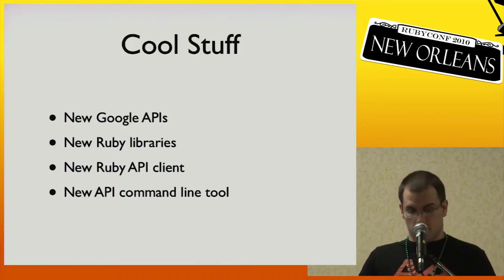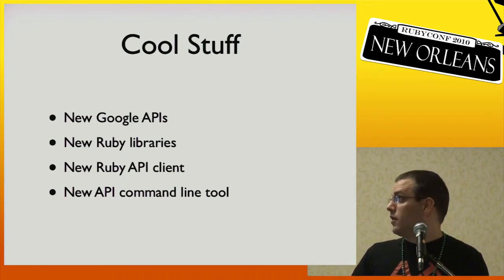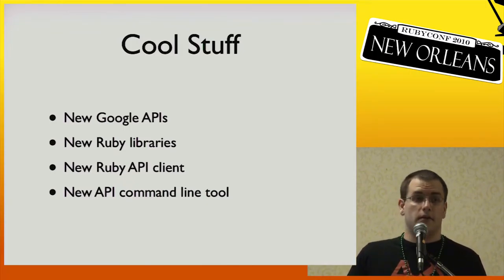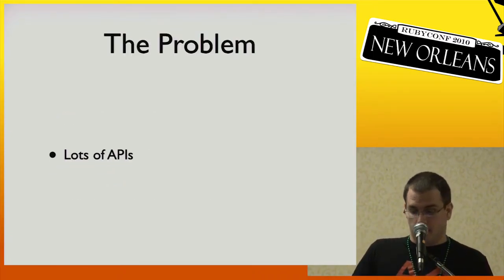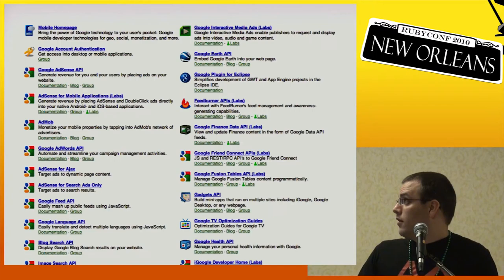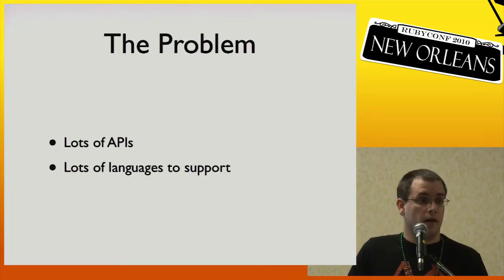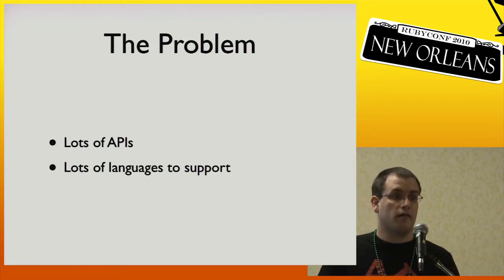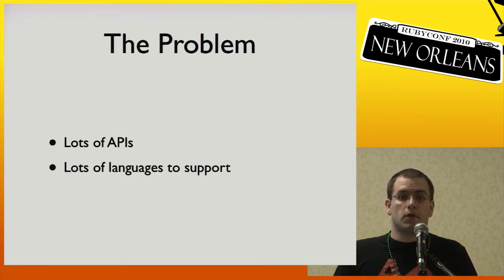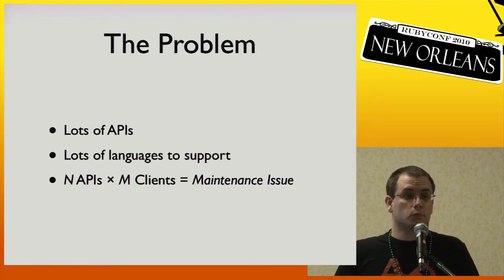First, we've got some really cool Google APIs. We've got some new Ruby libraries that we've built: a new Ruby API client and a command line tool. First, the problem is that we've got a lot of APIs. And when I say a lot, I mean a lot. And we've also got a lot of languages that we have to support. Typically, we'll support about 5 languages per API. So when you're dealing with literally hundreds of APIs and 5 languages per API, that turns into quite a lot of clients.